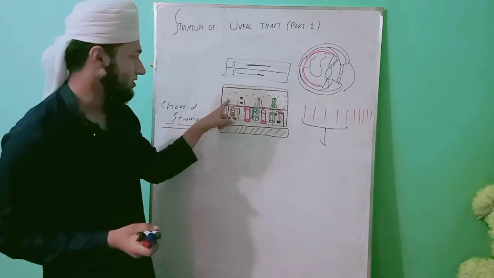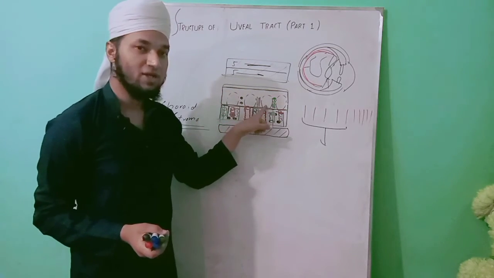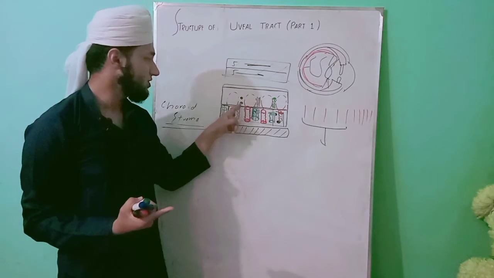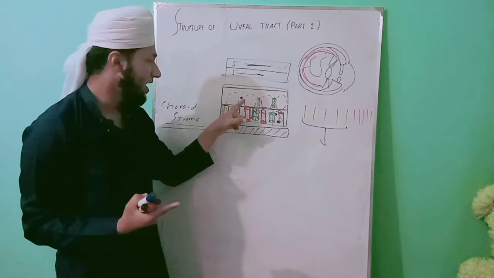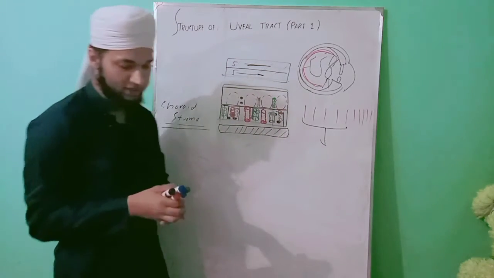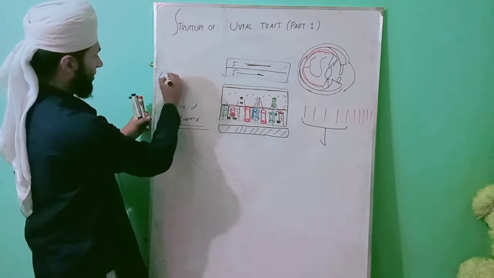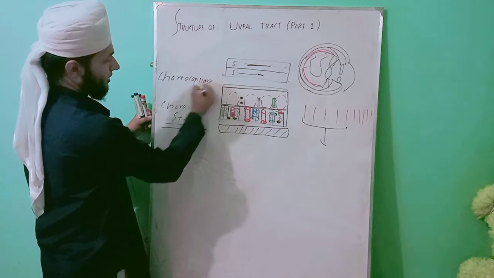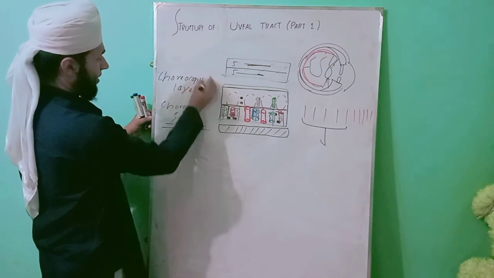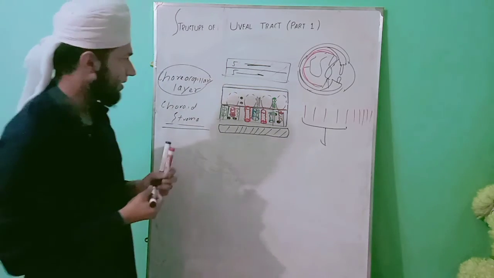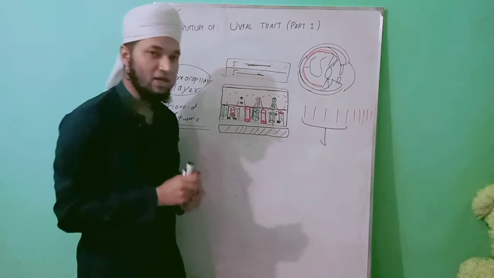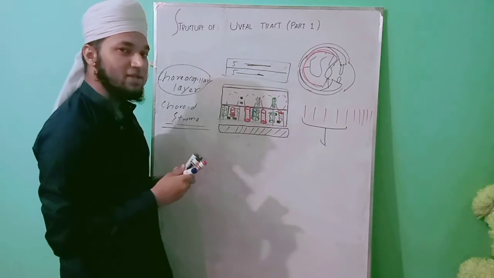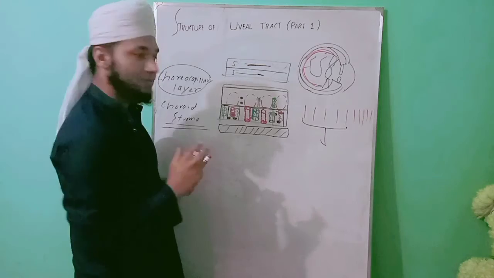This layer contains capillaries. What are these capillaries? Choriocapillaries. Since these capillaries arise from the choroidal artery, they are called choriocapillaries. And since this is the layer of choriocapillaries, we call it the choriocapillary layer. And then there is the last layer of the choroid, which exactly borders the retinal pigmented epithelium.